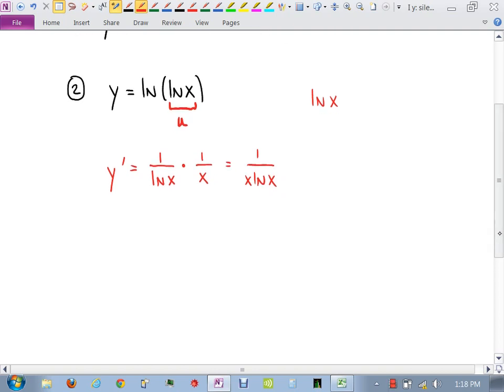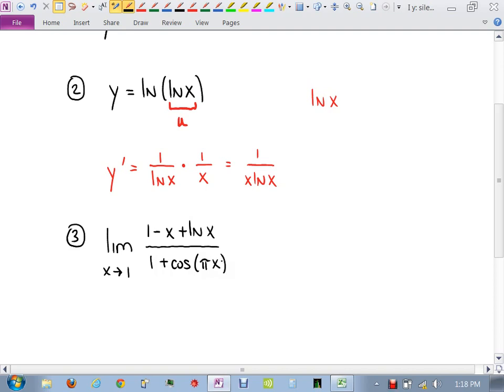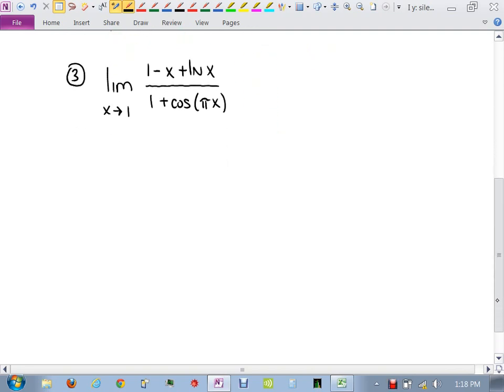Okay? Number 3. I don't know what number it was. This one was a little tricky because of that pi x on the inside there. It was number 17. So again, pretty much this is 3 homework problems.